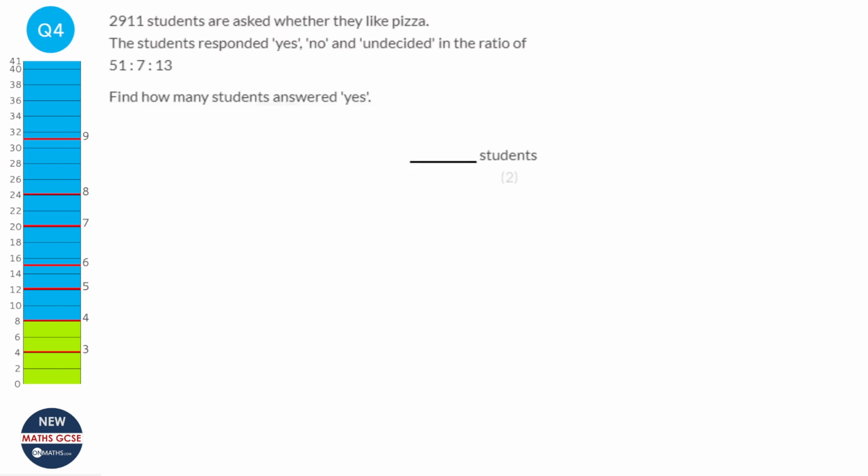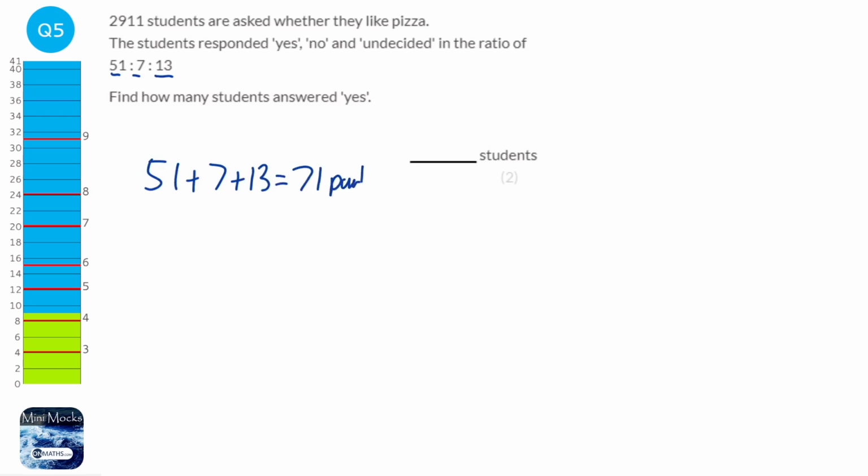We've got to first of all work out how many parts there are altogether in our ratio. So we've got 51 saying yes, 7 saying no, and 13 undecided. So altogether, we've got 51 plus 7 plus 13, which is 71 parts. Now each part is equal. So to find out the value of one part, we're going to do how many students there are, which is 2,911, and divide it by the 71 to find out what one part is worth, how many students are in one part.